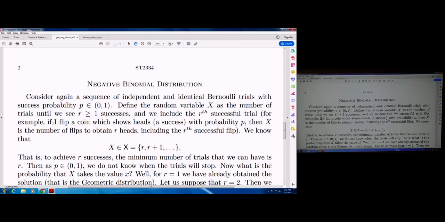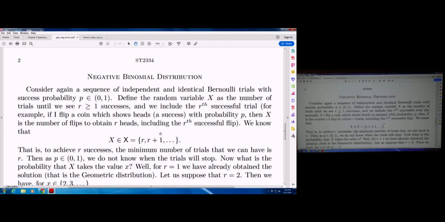Okay, and so that's basically it, including the successful flip. So if r is 2, I flip the coin and get tails, heads. That's okay, that would be the geometric, but it's not this. I get tails, heads. I keep on going, maybe tails, heads. And then I stop. And the number of trials it took me to get to that second heads is the random variable which we're interested in now if r is equal to 2.